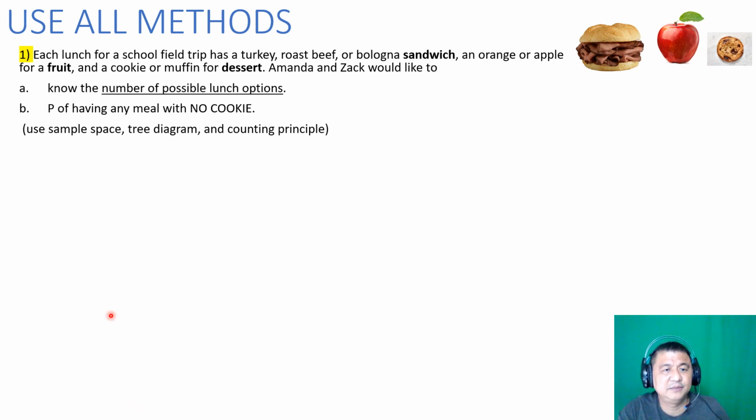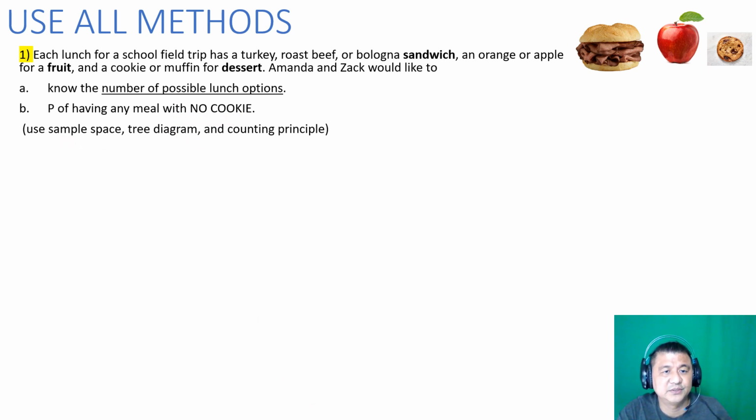Let's read the problem. Each lunch for a school field trip has a turkey, roast beef, or bologna sandwich, an orange or apple for a fruit, and a cookie or muffin for dessert. Amanda and Zach would like to know A, the number of possible lunch options, and B, the probability of having any meal with no cookie. We're going to use all of the methods.